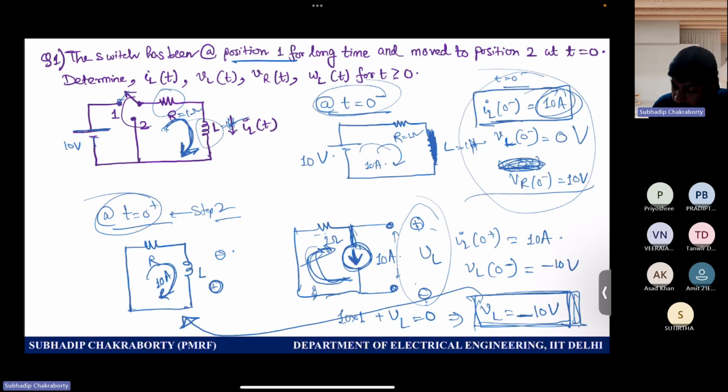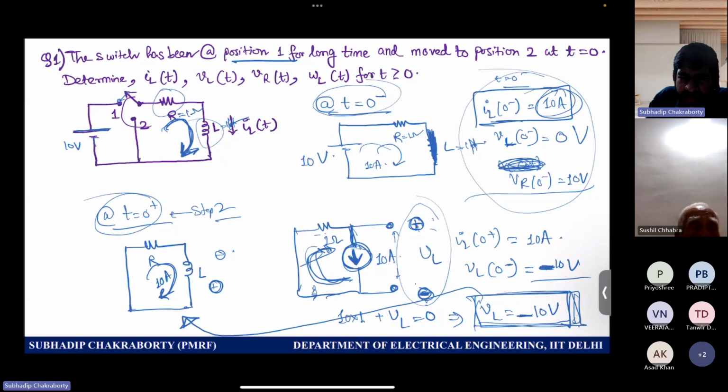So this is minus 10 volt. Don't ignore the negative sign here, okay? Because you already assumed one direction. VL, I already assumed one direction. Don't change it throughout the problem. Keep it the same, and the circuit will automatically give you the sign of the voltage polarity, okay?